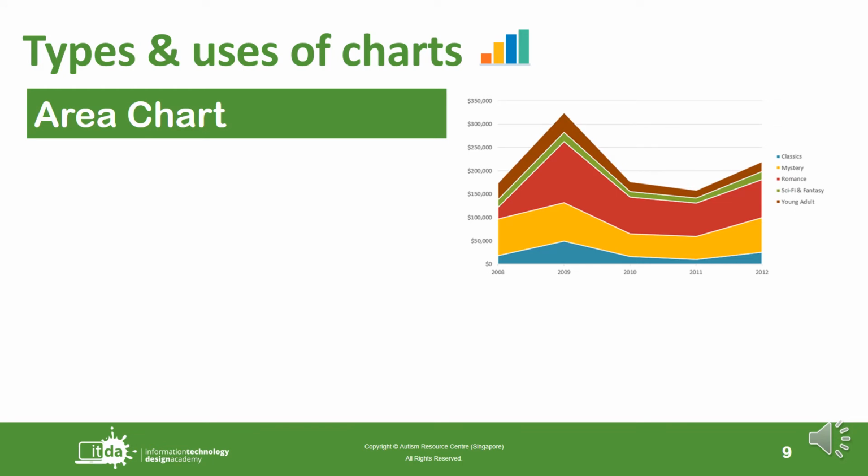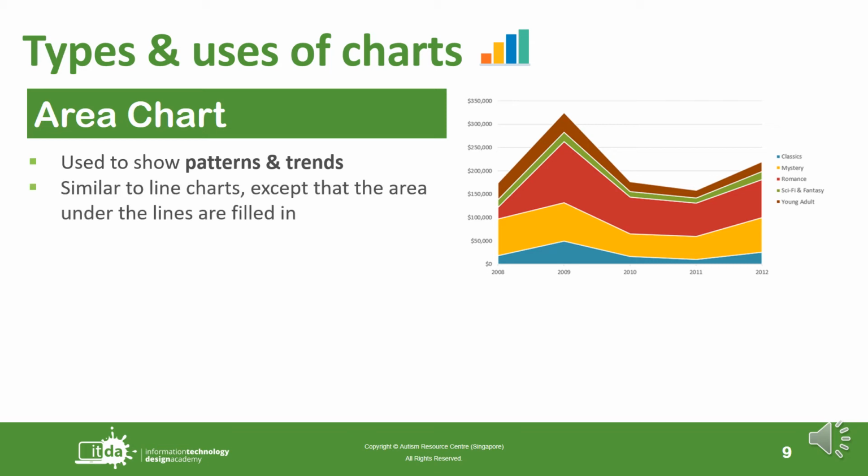Finally, on our list today is the area chart. So this is a chart that is also used to show patterns and trends, and it's actually derived from the line chart, except that the area under the lines are filled in with color. So the shaded portions are basically your area.